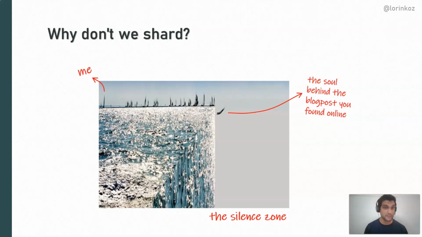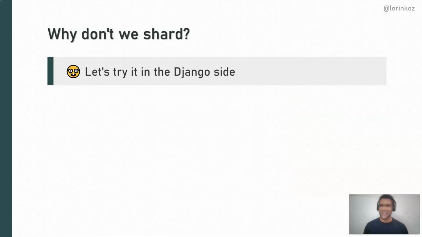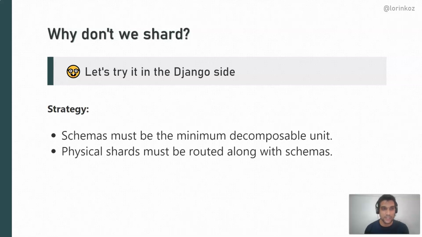Facts come from experience. So anyways, we want to shard, right? So let's try to do it on the Django side. And the strategy is that, well, we're going to have to use schemas as the minimum decomposable unit because we are already using schemas for storing the tenant data. And then we're going to be routing physical shards in the same way that we are routing schemas.